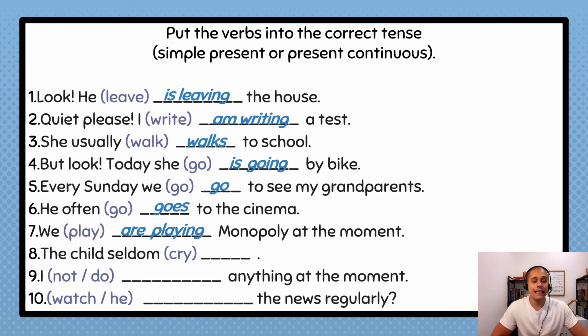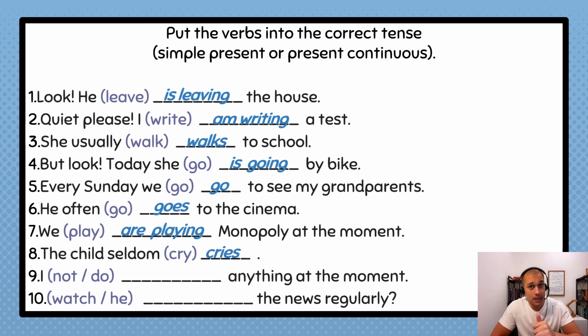Number 8, the child seldom blah blah blah. Seldom means rarely, right? So the child rarely or seldom cries. This is an example of a verb ending in Y and preceded by a consonant. So with these verbs such as fly, cry, study, we're going to use the IES and we're going to drop out the Y.